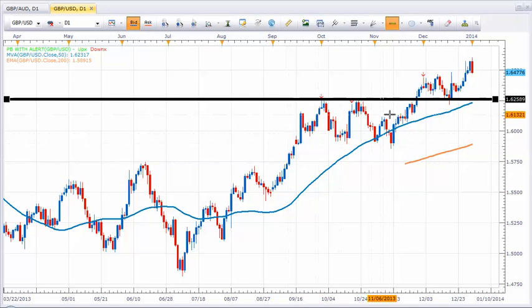So basically, I don't want to short. It's an uptrend. I'm not interested in going against the trend. However, to buy, I need to see it fall back to support. Nothing really to do on pound dollar until that occurs.